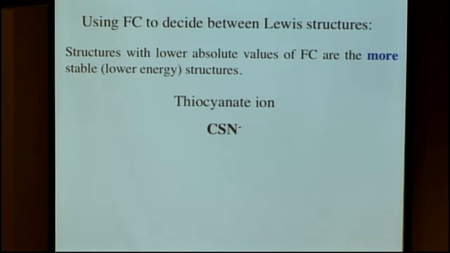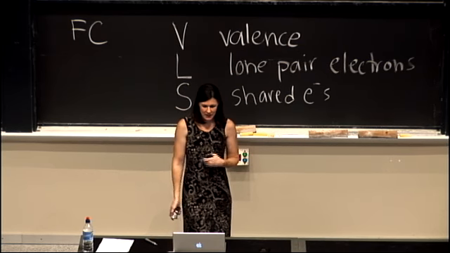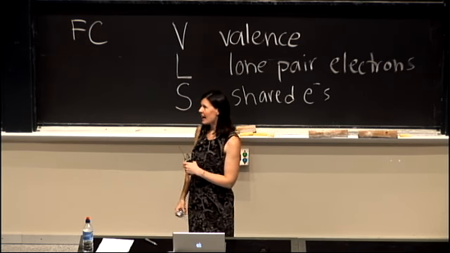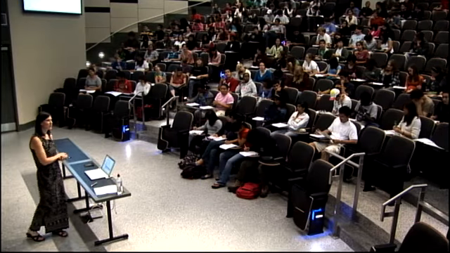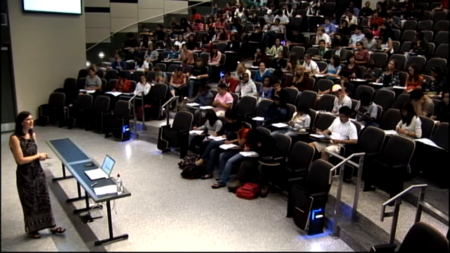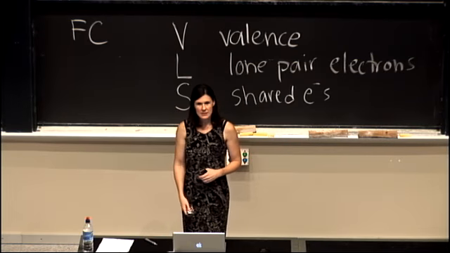What we've learned so far is as a first approximation, what we want to do is put the atom with the lowest ionization energy in the middle here. So let's compare those ionization energies. We have 1090 for carbon, 1000 for sulfur, and 1400 for nitrogen. So thinking about ionization energy, which atom would you put in the middle here? So a lot of people I hear saying sulfur, and that's right. So in terms of ionization energy, we would expect to see sulfur in the middle.